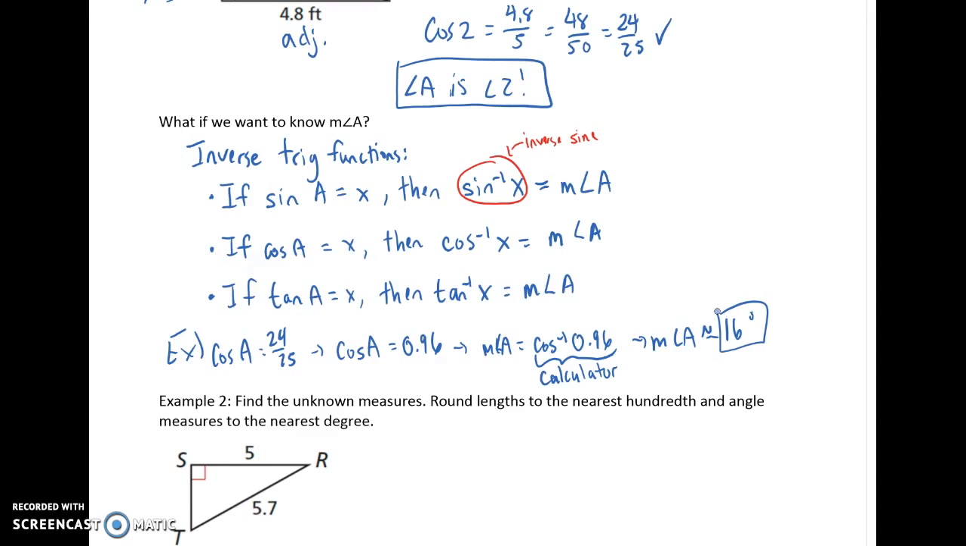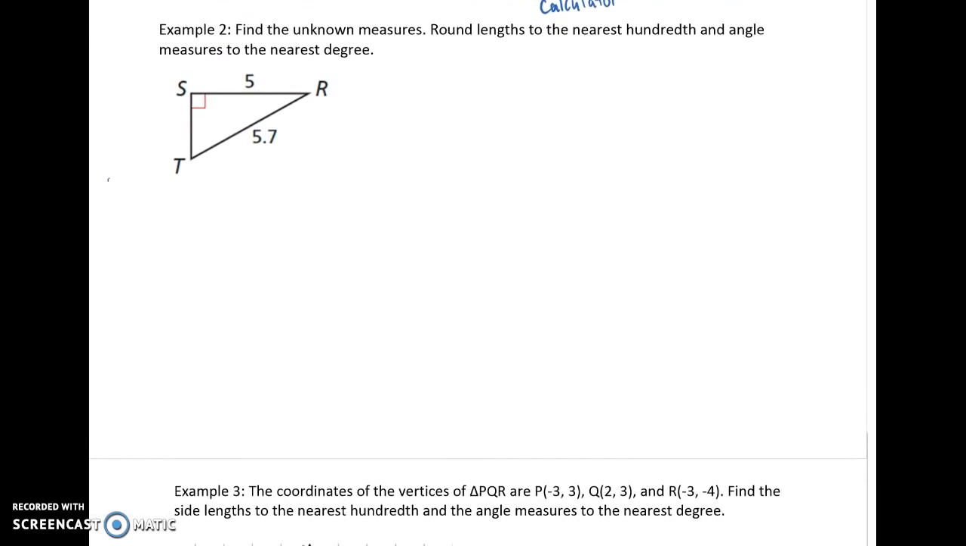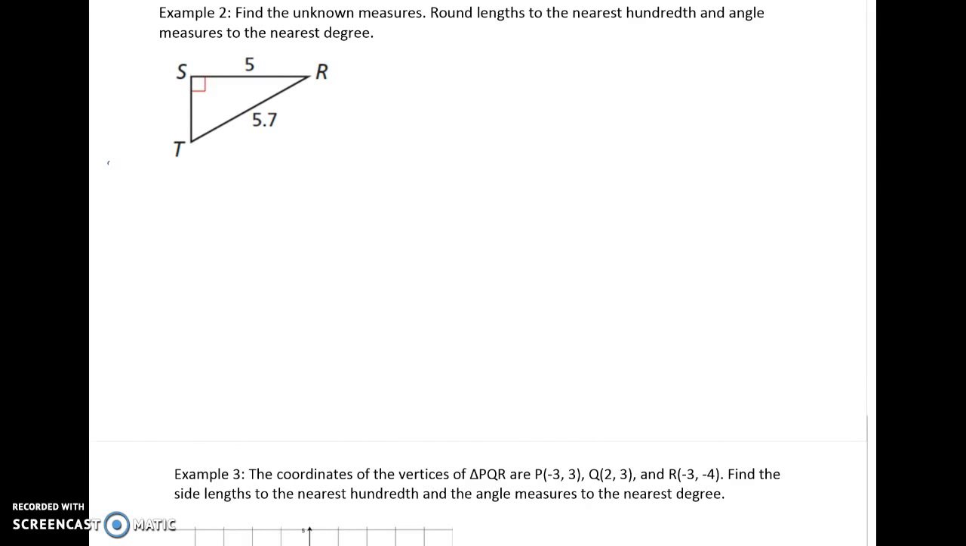All right. Taking a look at example 2, we want to find the unknown measures, rounding the lengths to the nearest hundredths and angle measures to the nearest degree. Here you're going to have to make sure you read the directions carefully. I want everything that's unknown, so all angles and all sides.